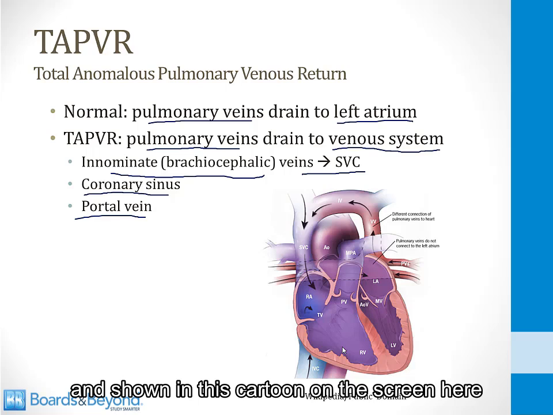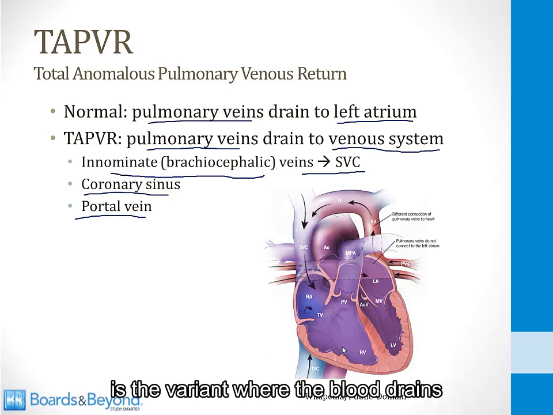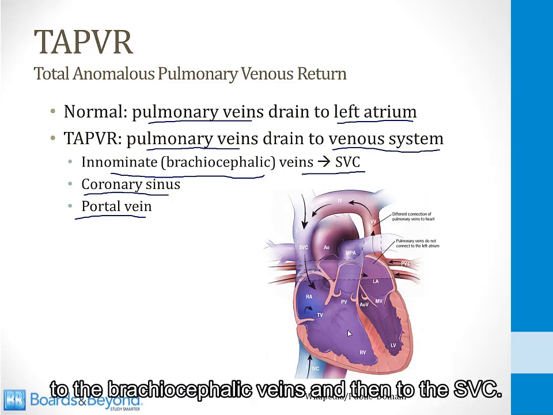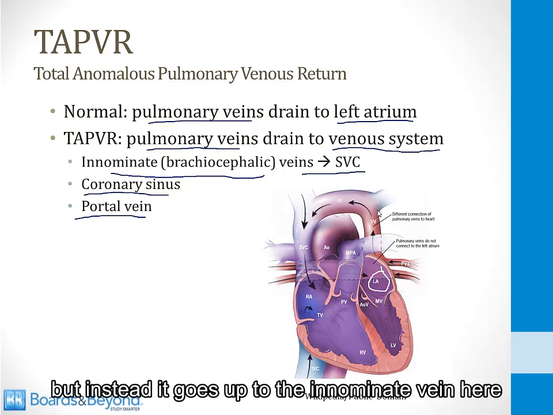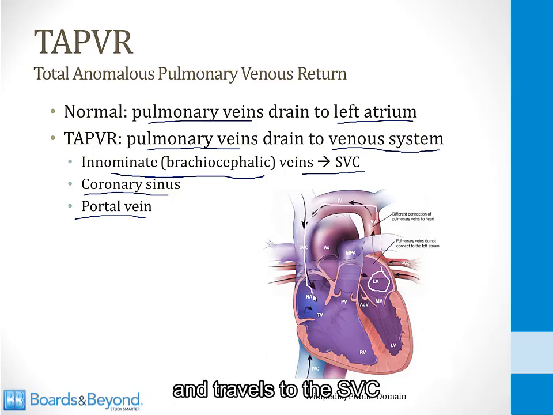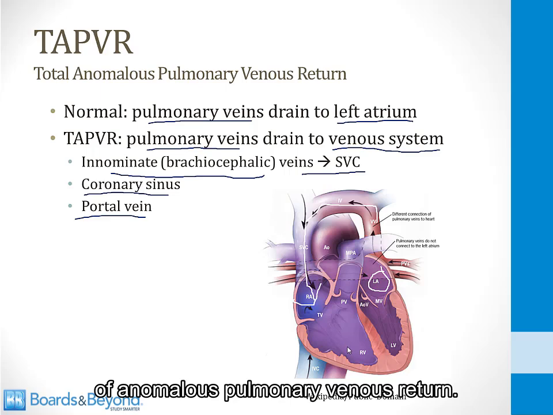And shown in this cartoon on the screen here is the variant where the blood drains to the brachiocephalic veins and then to the SVC. So we've got blood that should go to the left atrium, but instead it goes up to the innominate vein here and travels to the SVC and back to the right side of the heart. That is one of the variants of anomalous pulmonary venous return.